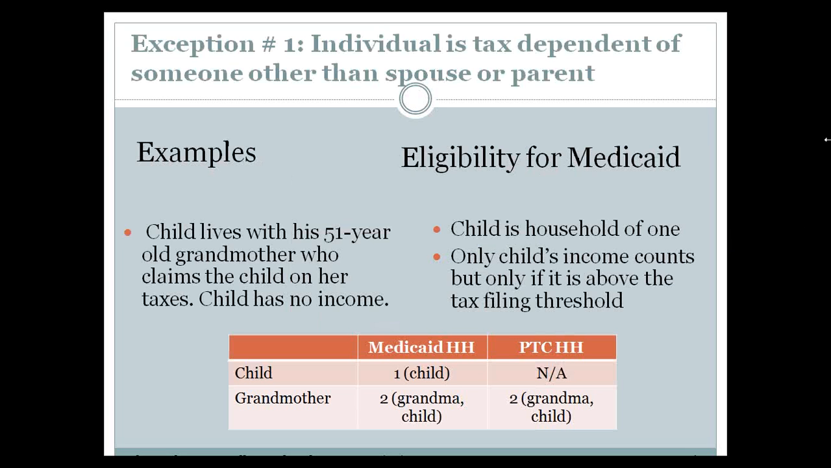So the first exception is an individual who is a tax dependent of someone other than the spouse or a parent. An example would be a child living with his 51-year-old grandmother who claims the child on her taxes as a dependent. The child has no income. So the child is a household of one, and only the child's income counts, but only if it is above the tax filing threshold. You can look at that little chart down there.